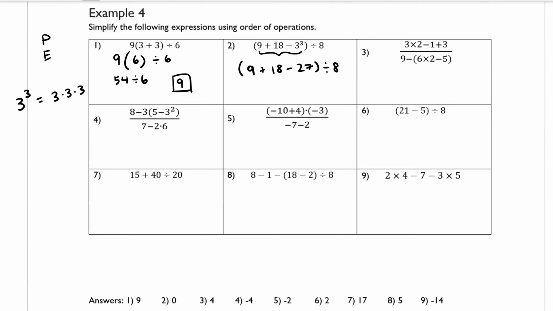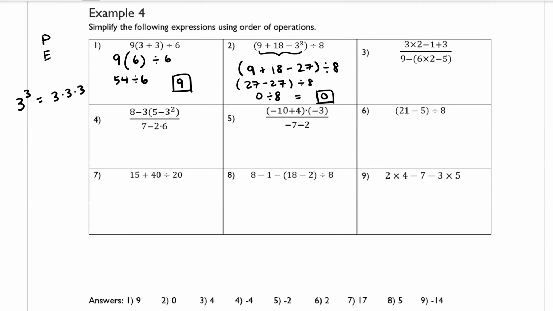Okay, now within the parentheses, the next things that are popping up are addition and subtraction, and those rank equally, so I'm going to do those first. So 9 plus 18 is 27, minus 27 divided by 8, and then we find that 27 minus 27 is 0, so we have 0 divided by 8, which is just 0. So our final answer there is 0.